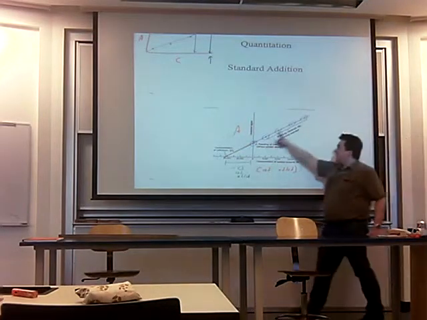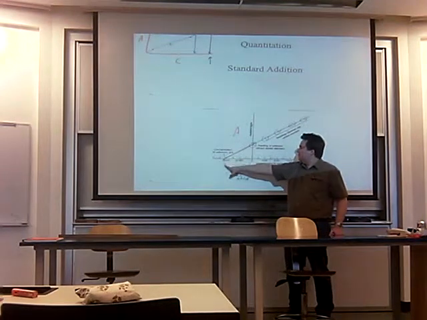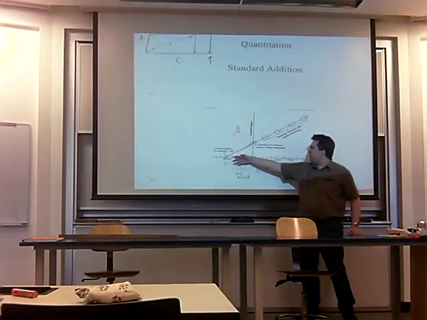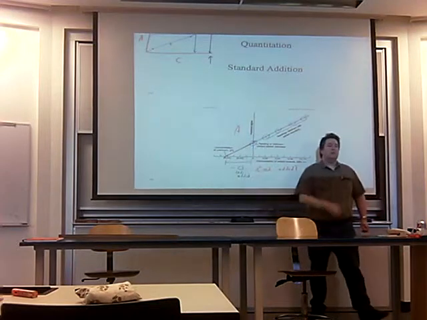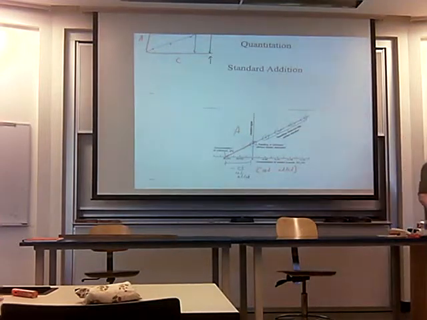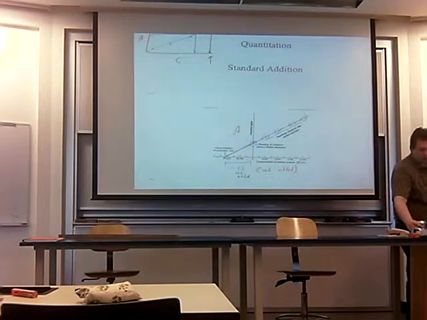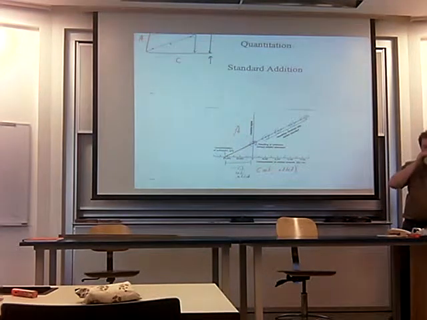So we can extrapolate this back down, and the absorbance is 0. At that intercept, we'll get a negative concentration of standard added, and that negative value must be the concentration that was in each of these points from the unknown. And therefore, that must be the amount that was in the unknown to start with.